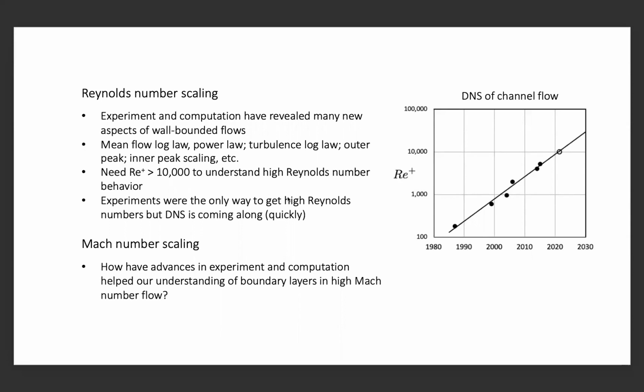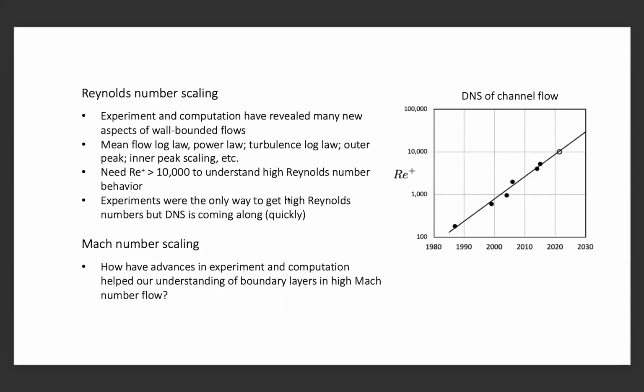Now, I want to change gear for the last bit of this talk, away from Reynolds number scaling and talk about Mach number scaling. So experiments in supersonic and hypersonic flow are often very difficult. If you can think of all the difficulties that you see in a subsonic flow, you can sort of make them 10 times worse in high Mach number flows.